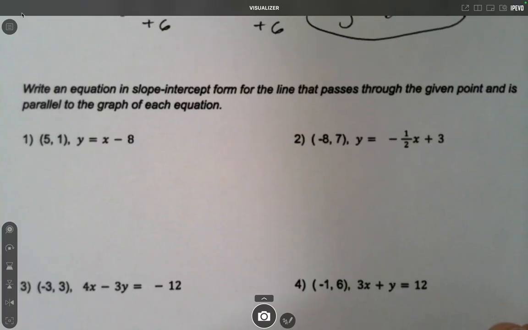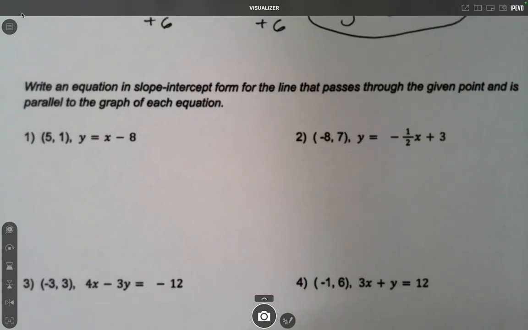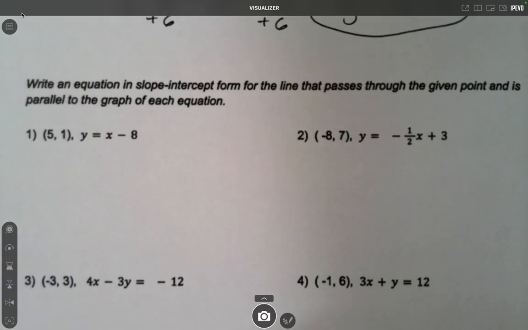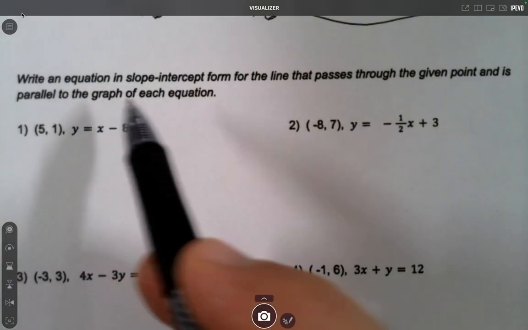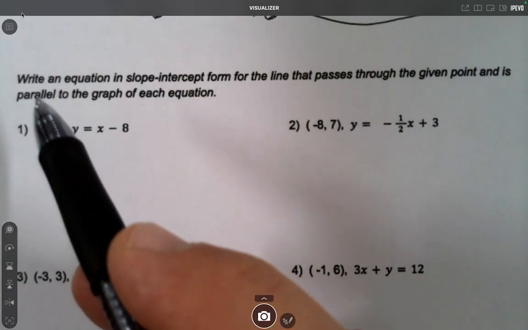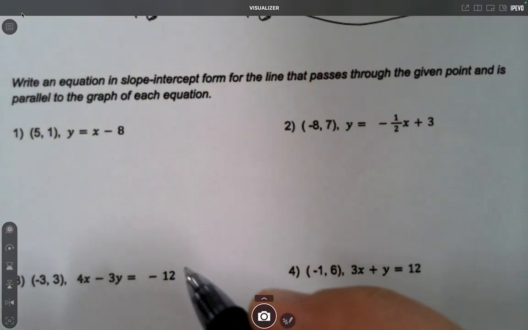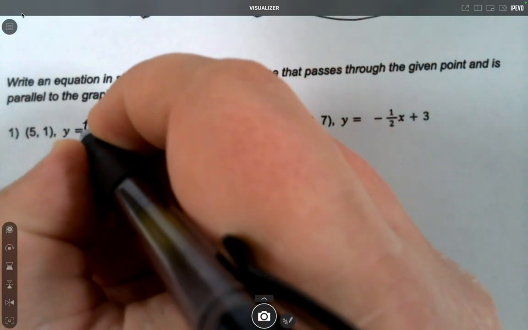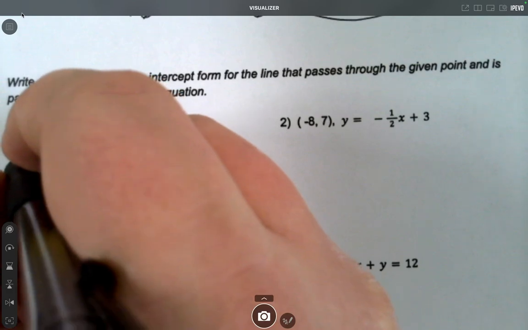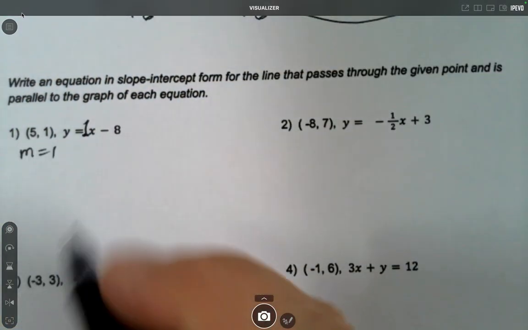Okay, so the next 4, very similar. Number 1, our instructions are the same. Write an equation in slope-intercept form that passes through the given point and is parallel, meaning same slope, to the graph of each equation. So this has a slope of 1. So we have a slope of 1 and a point (5, 1).